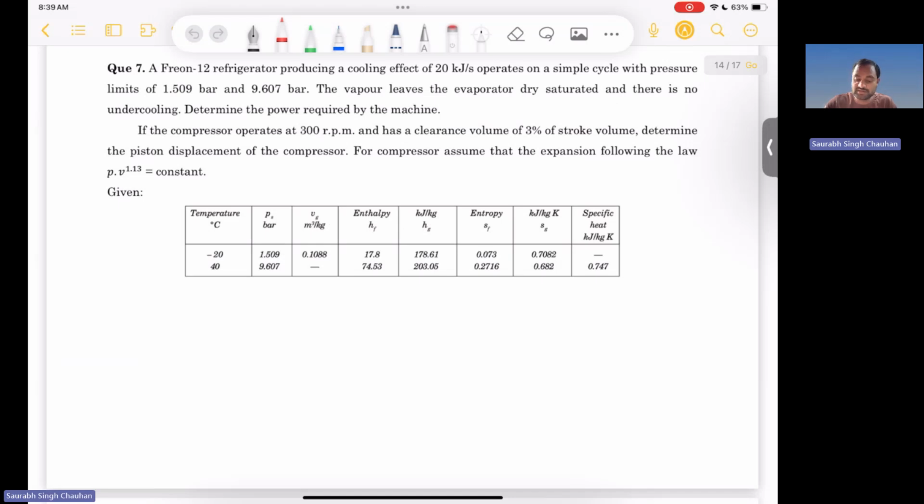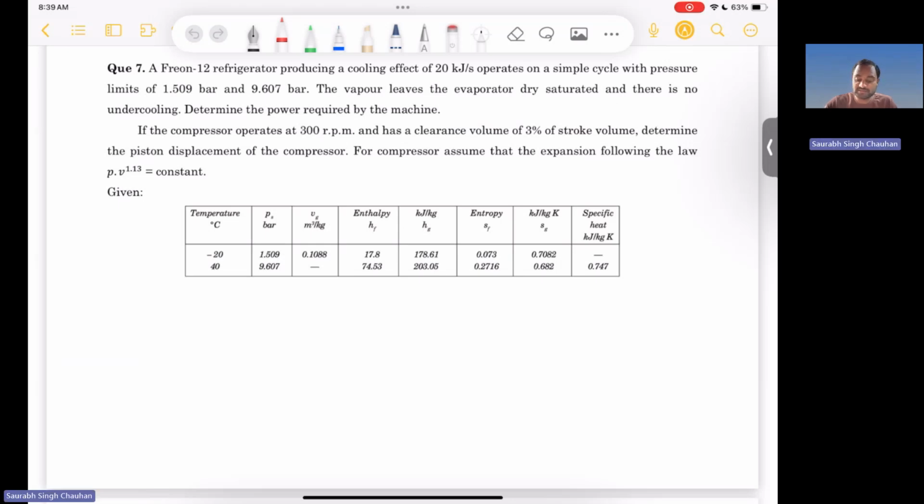This refrigerator producing a cooling effect of 20 kilojoule per second operates on a simple cycle with pressure limits of 1.509 bar and 9.607 bar. The refrigerant leaves the evaporator dry saturated and there is no undercooling. We have to find the power required by the machine. And there's some information given about the compressor.